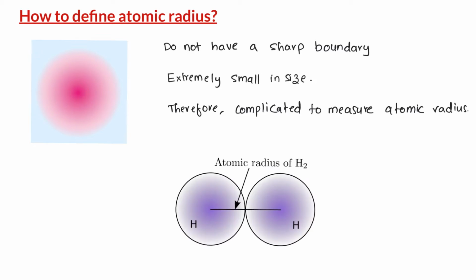For example, the hydrogen molecule, in which a hydrogen atom is bonded to another hydrogen atom, can be used as a reference to measure the atomic radius of hydrogen atom. The bond distance of hydrogen-hydrogen single bond is measured as 74 picometers. And half of this distance, which is 37 picometers, can be approximated as the atomic radius of hydrogen atom.